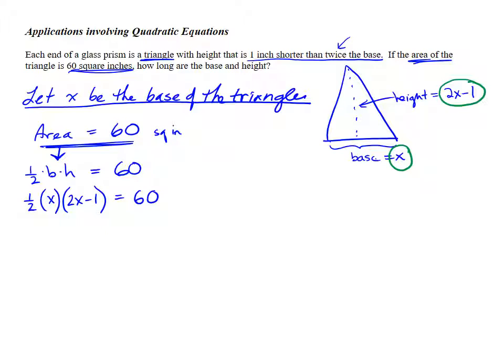This product is basically useless to us other than for setting up the equation. So when you're multiplying three things, always multiply the first two together first, so 1/2 x, and then take that answer and multiply it through the parentheses. So we're going to distribute this through. So we're going to get 1/2 x times 2x. 1/2 times 2 is 1, and then x times x is x squared, minus 1/2 times x times 1 is just 1/2 x, equals 60. We want 0 on one side, so move the 60 over.